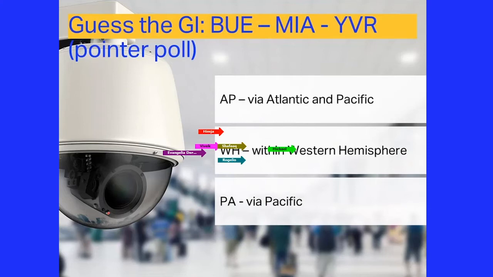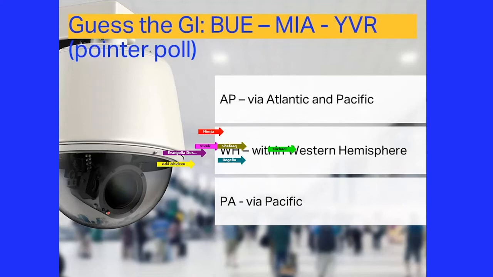Rogelio, Shafik, Vivek, Evangelia, and Adil, what do you think? Buenos Aires, you can use Google. Buenos Aires, Miami, Vancouver, where they are placed. Do we have a flight over the ocean or not? So what do you think? I need you to press the pointer somewhere.